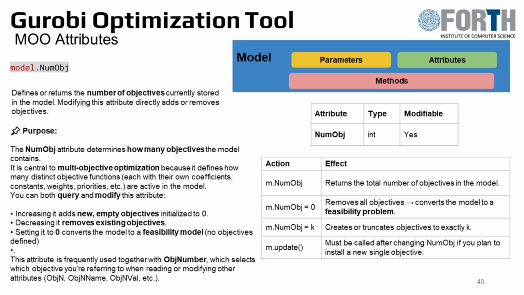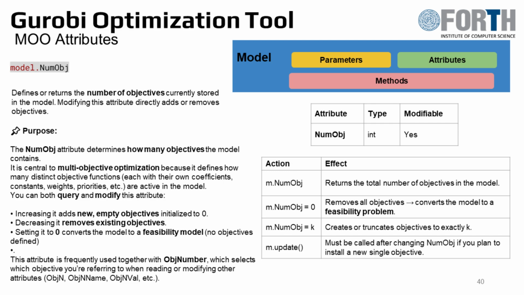Finally, we look at the attribute model.numObj. This attribute tells you how many objectives are currently defined in the model. In a single objective model, this value is 1. In a multi-objective model, it reflects the total number of objectives that have been added using methods like setObjective. This is particularly useful when you are working programmatically.